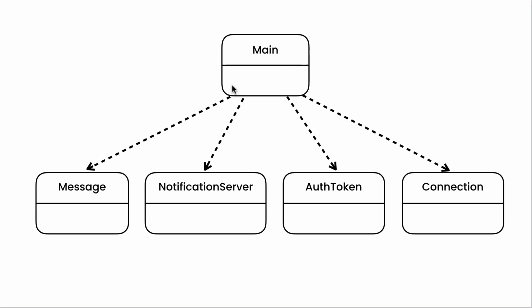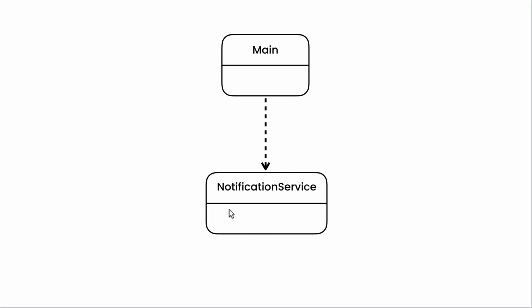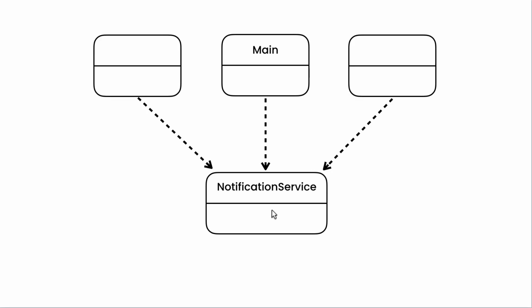With this structure, our main class doesn't have to be coupled to these four classes. It can simply talk to our notification service. By the same token, if we have many other classes in our application where we want to send a notification, those classes should only be coupled to a single class. That is our notification service. This is how we can reduce coupling.